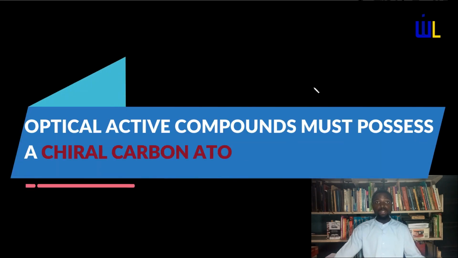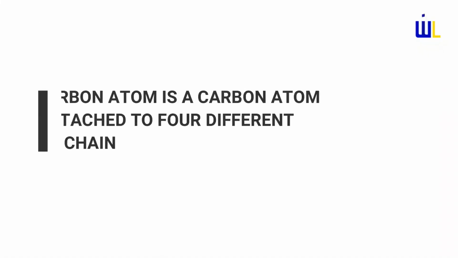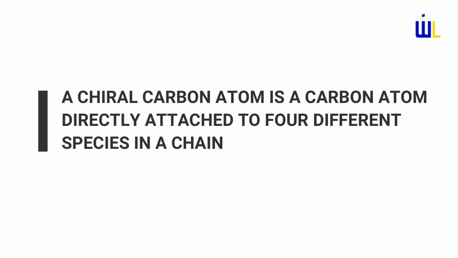Now, for any compound to exhibit optical activity or optical isomerism, it must possess what we refer to as a chiral carbon atom. A chiral carbon atom is a carbon atom that is directly attached to 4 different things. Once an organic compound has a carbon atom which is directly attached to 4 different species, automatically it is referred to as a chiral carbon. Hence, it becomes optically active.